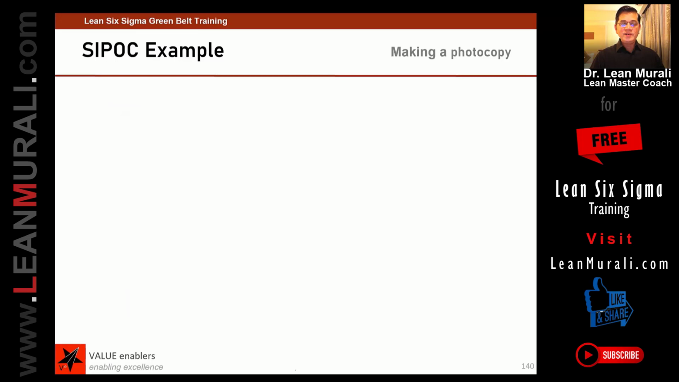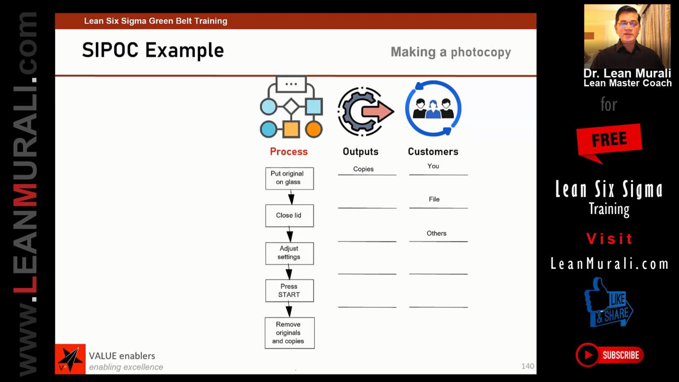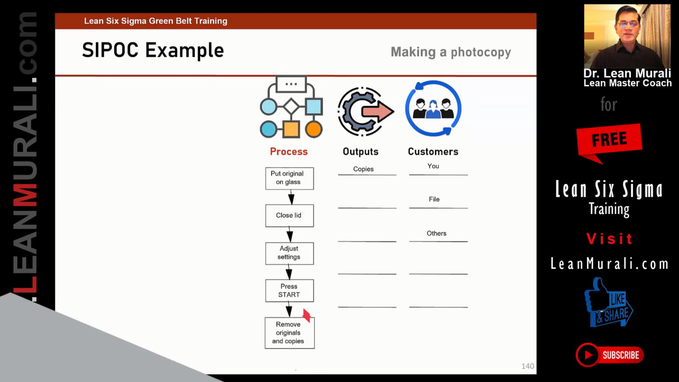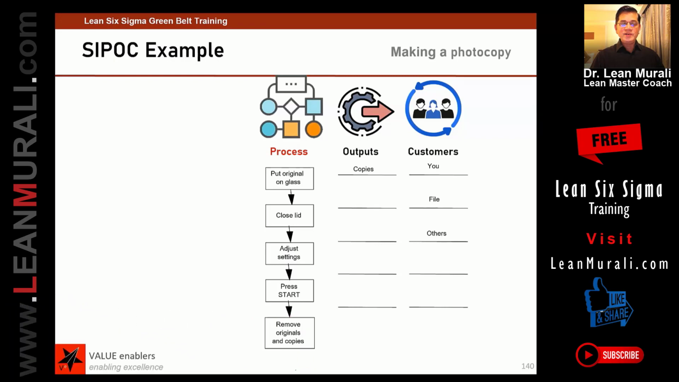I'll give you one more office example. In the office, photocopy. Who are the customers in photocopy? Employees. You. What is the output? Copies. And what are the process steps in photocopy? Let's see that. Put a piece of paper on the glass, close the lid, adjust the settings, press the start button, and then copies come out. Remove the originals and copies.